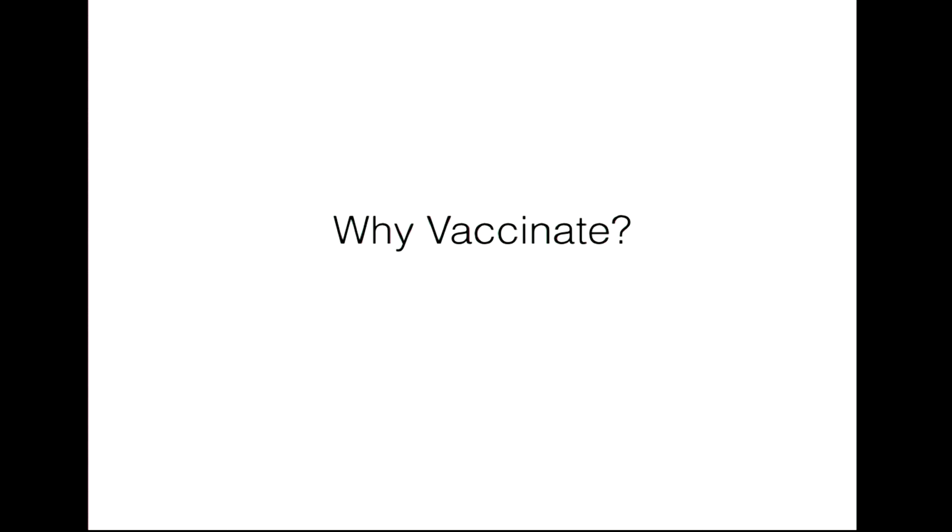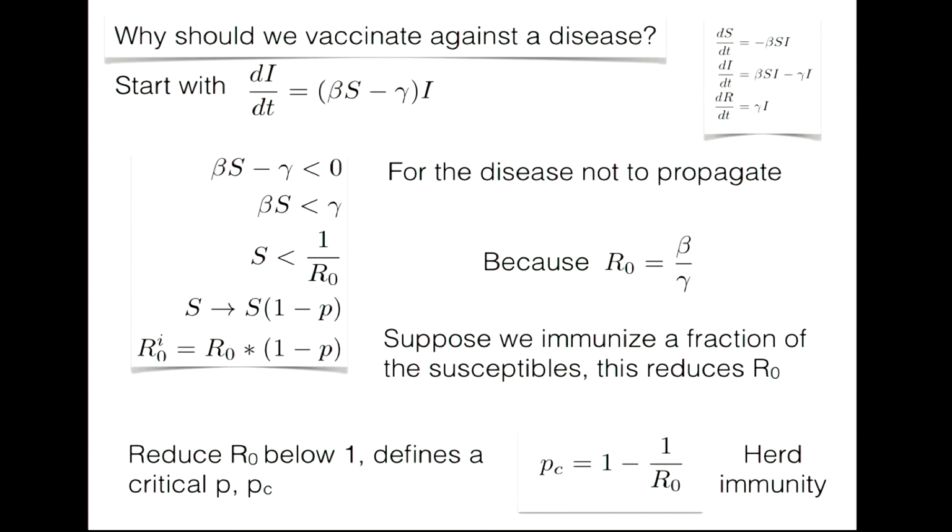Let's now get to this question of why you should vaccinate. What does vaccination do in the context of diseases? So let's start again with this equation: dI by dt is beta times S minus gamma times I. Remember that when we said the condition that a disease should not propagate is that beta S minus gamma should be less than 0, which really implies that beta S should be less than gamma, or S should be less than 1 by R0 if I take the beta to this side, because R0 is beta divided by gamma. So if I have a smaller number of susceptible individuals, I can satisfy this particular condition.